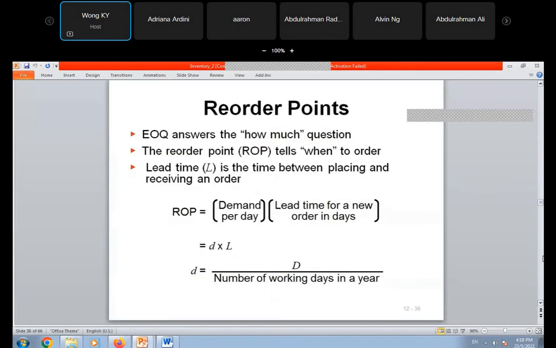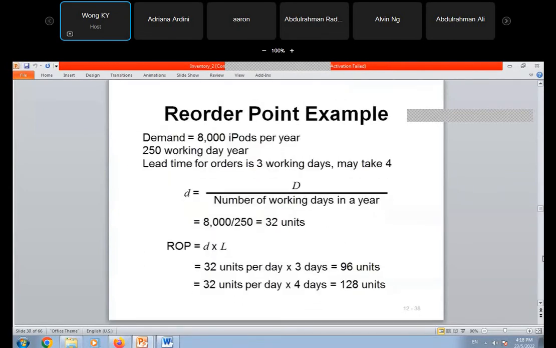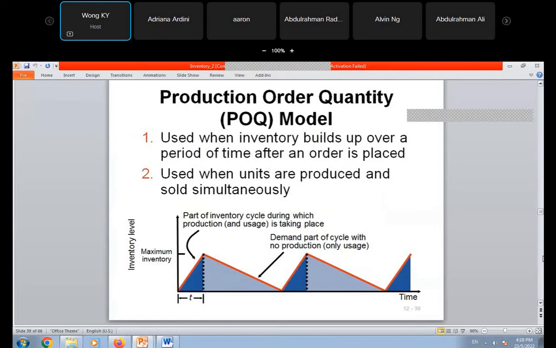The next model is called the POQ model, which is the production order quantity model. Now, the POQ model is different from the EOQ model, because the POQ model involves the production of the inventory as well as the usage of the inventory. In the POQ model, we are talking about a company that produces its own inventory, for example raw material inventory. At the same time, the company is also using that inventory to make its final product.